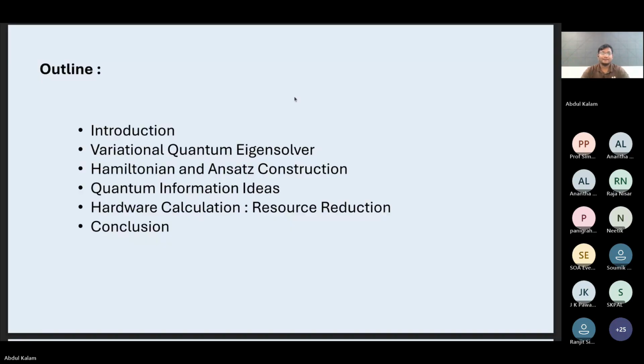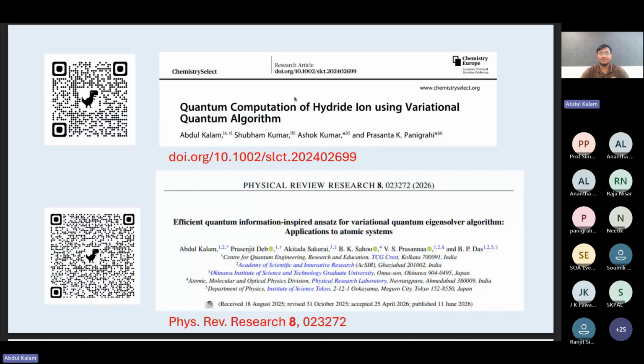My talk would be focused on two of my works, and both are based on the VQE algorithm. One is the hydride ion calculation, where we did the ground state energy calculation, and the second is where we proposed a new ansatz from our side.